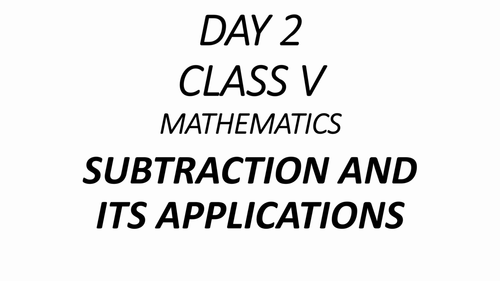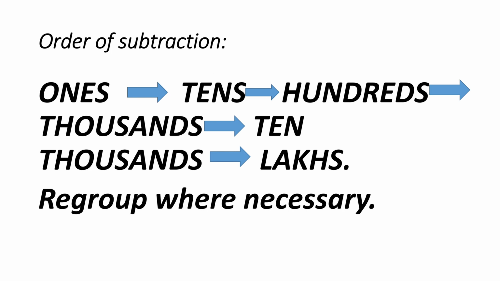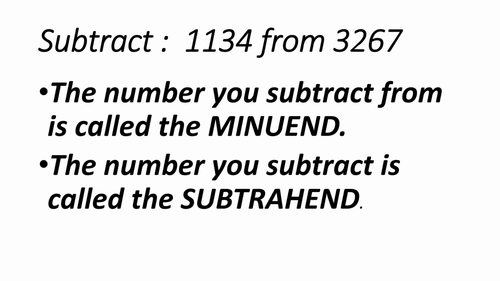Today we are going to learn the topic that you have already learned in your previous classes, that is subtraction. But in class 5 you will study about it in much more detail. You also use subtraction in your daily life. So let's start. The order of subtraction remains the same as that of addition, that is ones, then tens, hundreds, thousands, 10,000s and then lakhs. Regroup wherever necessary. Now let's see one example.